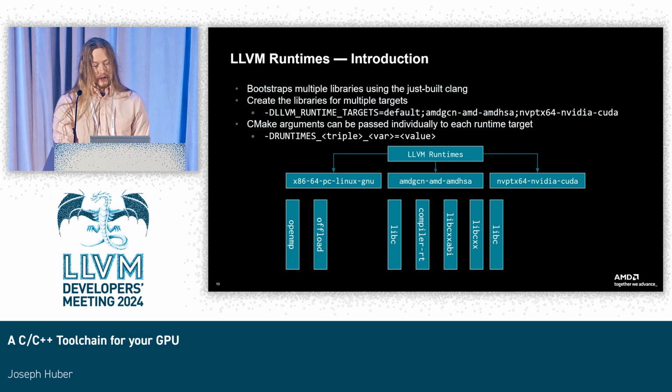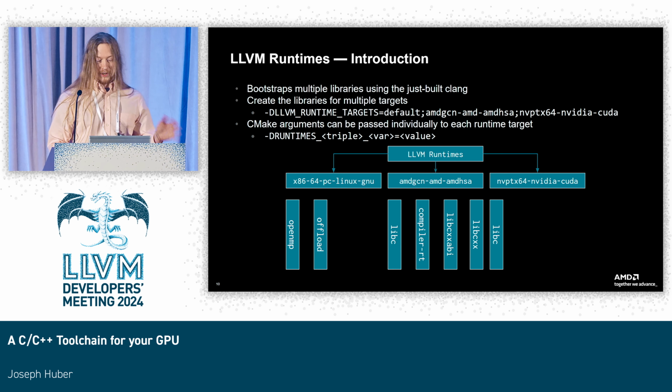And what's also really interesting is that you can compile the runtime for multiple targets. So if you use the LLVM runtime targets CMake option, you can pretty much enable all of the triples that you want to target for this. And then once you have those enabled, you can individually pass arguments to each individual toolchain, right? And this syntax here of -DRUNTIMES_<triple>_<var>, it's kind of ugly, but it's very powerful once you get used to it.